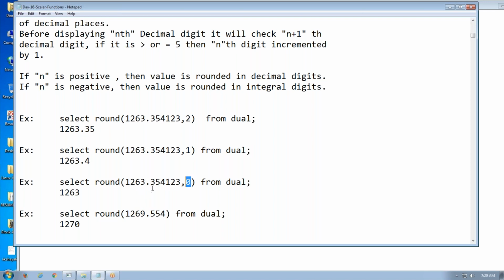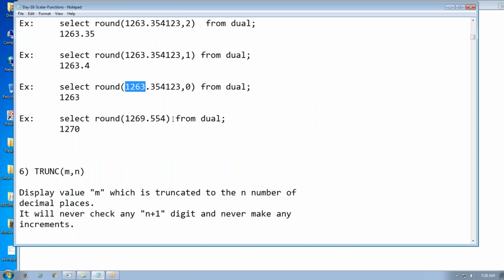If first digit after decimal point is greater than or equal to 5, then the previous digit is incremented by 1. But here it is not greater than 5 and also not equal to 5. It is not making any increments. But here only m value you are giving. Only m value. You are not giving n value. How many number of digits after decimal point? You are not specifying that.